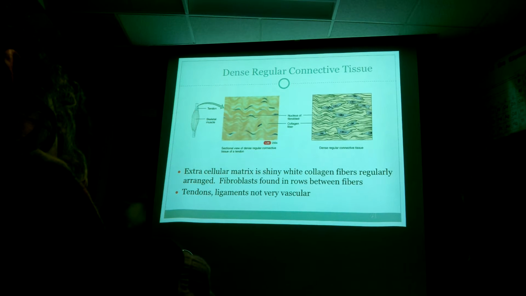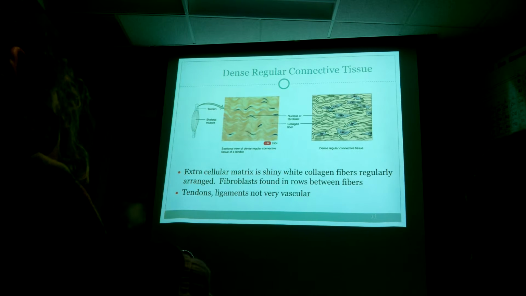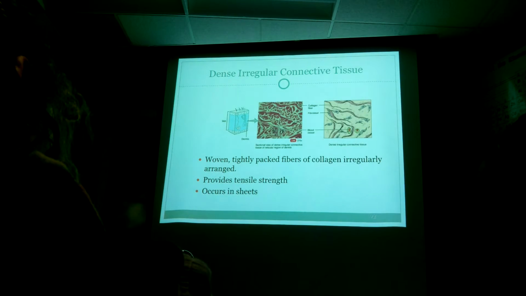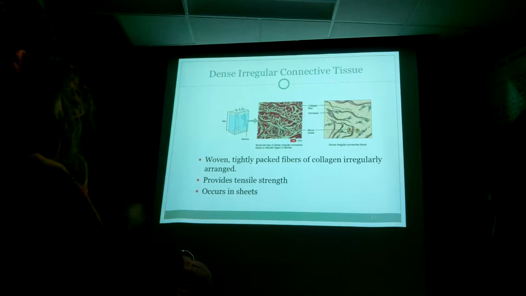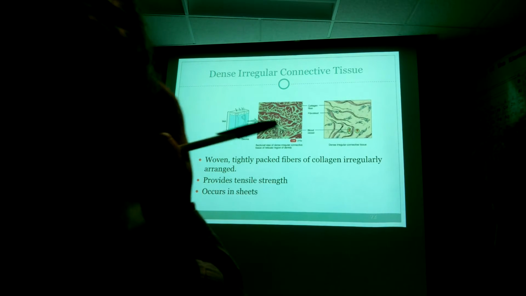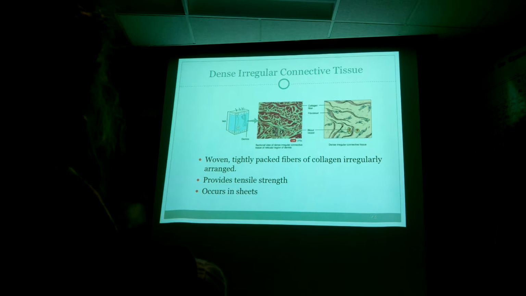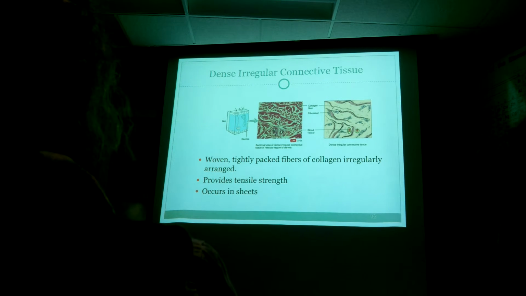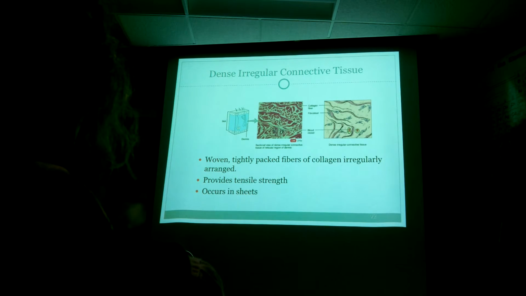And the fibroblasts are found in between the rows of fibers, so you get this very regular laying down of tissue. And then dense irregular tissue we would find in the dermis of the skin. Again, it's dense, so we would find all of these things packed very densely, but in an irregular configuration instead of being very regular. And it occurs in big sheets.